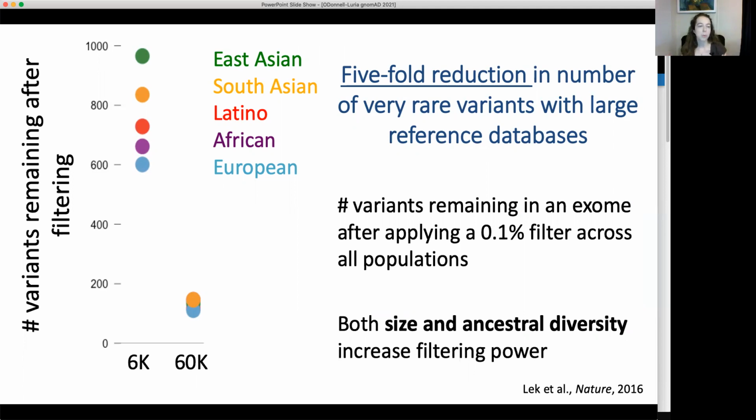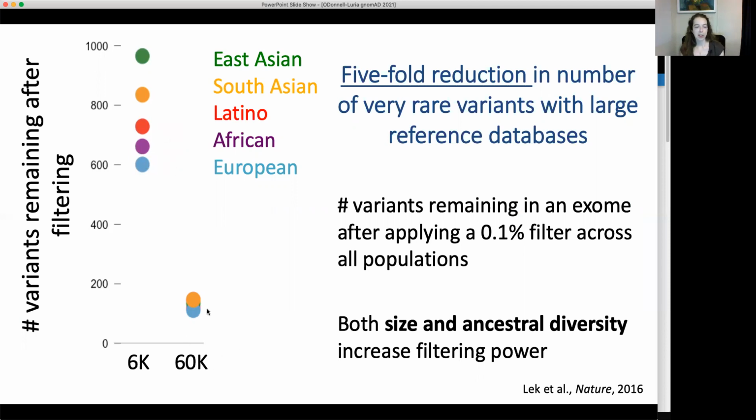If we were to ask what are the very rare variants, less than 0.1% allele frequency, if we used a small data set of 6,000 people that only had European and African ancestry individuals in there, we would be left with about 600 to almost 1,000 very rare variants to follow up on. And it would work better in the ancestries represented in this data set and less well in underrepresented ancestries, highlighting the importance of ancestral diversity in these data sets.